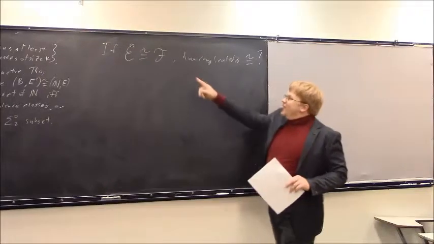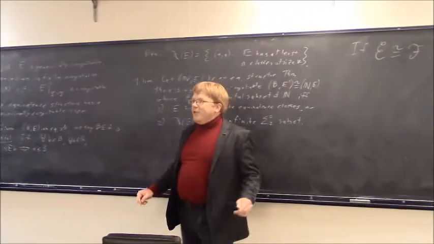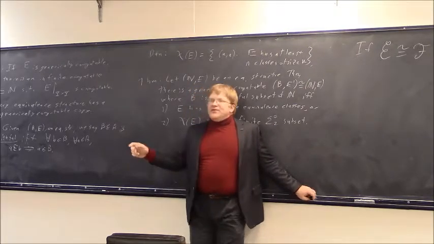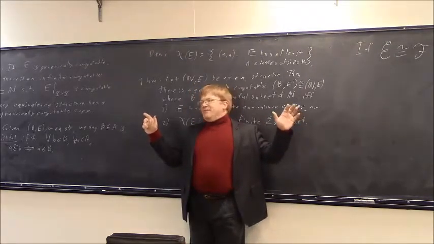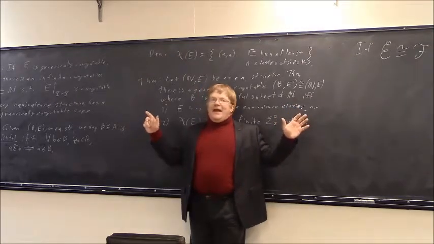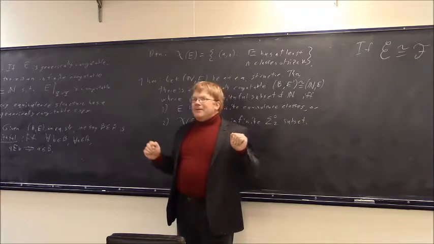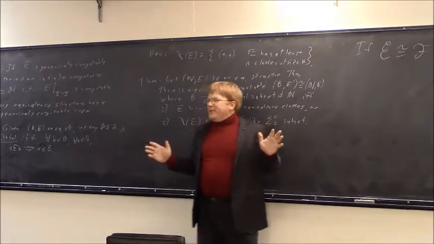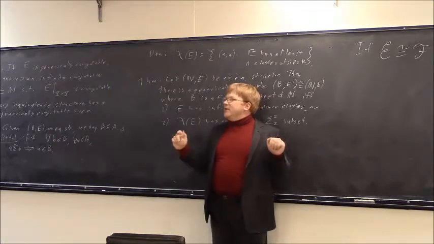So if you have two equivalent structures that are isomorphic, isomorphic means that there is a function from the domain of one to the domain of the other that respects the equivalence relation and is one-to-one and is onto. An isomorphism is always a function, and so you can talk about how hard it is to compute that function.